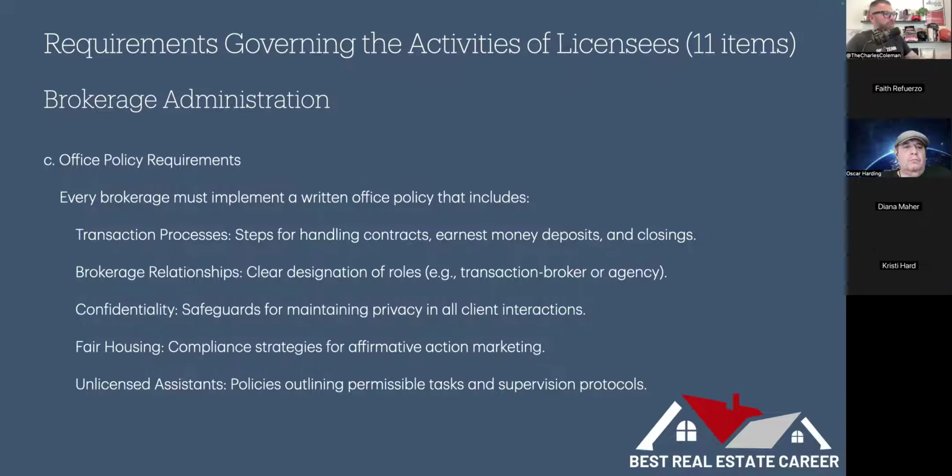All right. So when we're talking about the office policy, your managing broker has to have an office policy, not you, the real estate broker. Your managing broker has to have a written office policy. And that written office policy is only for multiple person firms. All of you on this call are going to be in a multiple person firm, at least for 2 years.